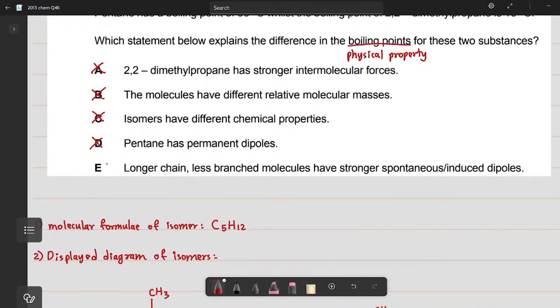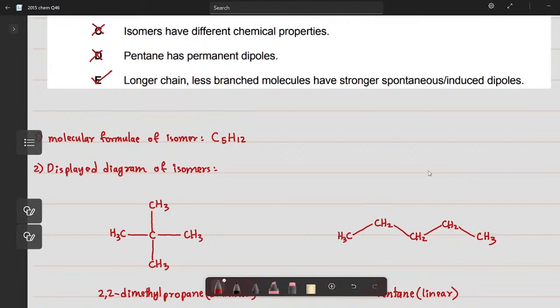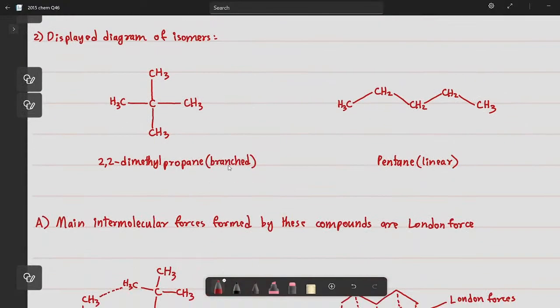And now option E. The longer chain, less branched molecule has stronger spontaneous induced dipoles. So this is correct. They mentioned spontaneous induced dipole, which is also another word for the London forces. Both are different words with the same meaning. So this is the only correct option, as we discussed.